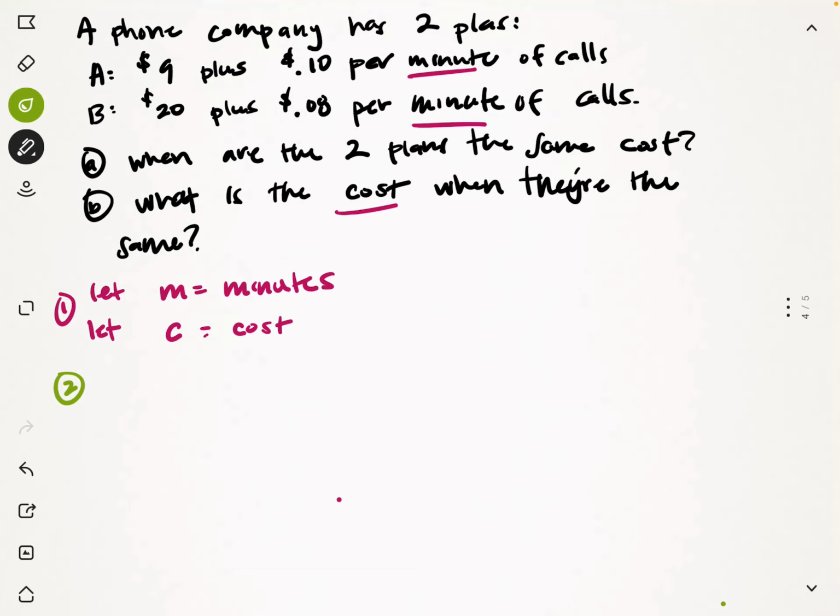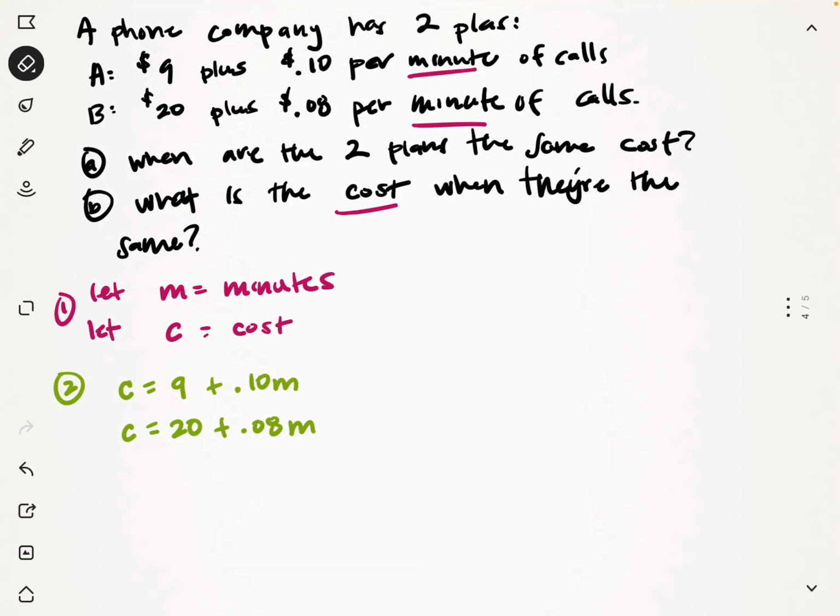Step 2, let's set up our equations. So remember the A and B are the cost, right? So for plan A, the cost is equal to $9, that doesn't change, plus 0.10, 10 cents per minute. And then for plan B, the cost is going to be $20 plus 0.08, which is 8 cents per minute. So pretty straightforward here.